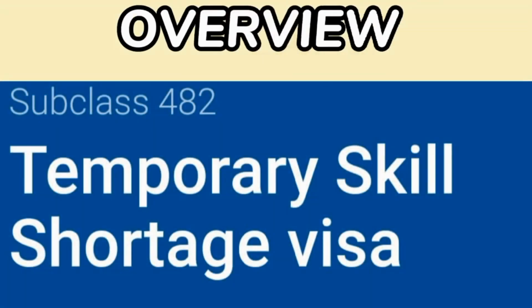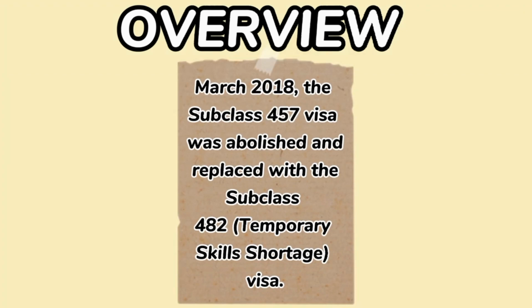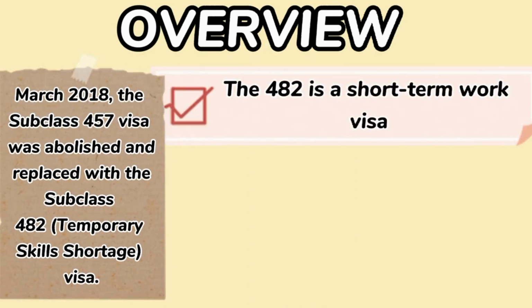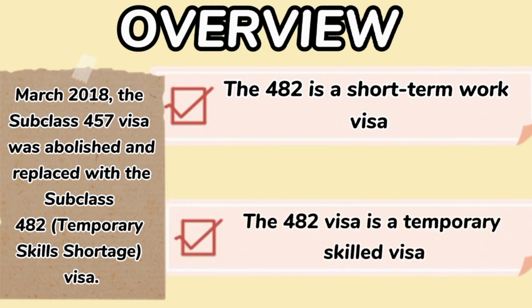In March 2018, the Subclass 457 visa was abolished and replaced with the Subclass 482. The Subclass 482 is a short-term work visa that allows employers to address labor shortages by employing overseas qualified or skilled workers where they cannot find an appropriately skilled Australian. The 482 visa is a temporary skilled visa. This means that 482 visa holders can only work in eligible skilled occupations, and they do not have the right to stay in Australia permanently.